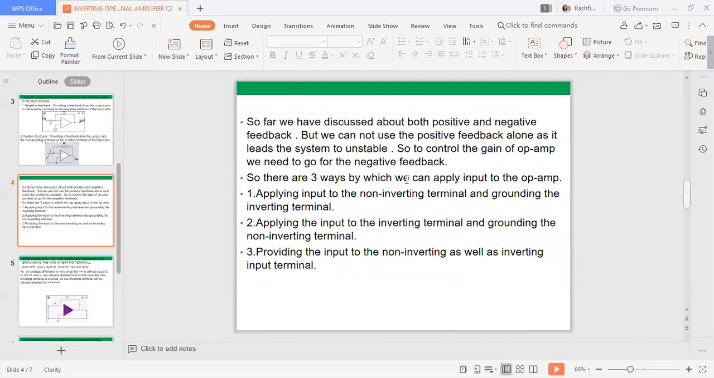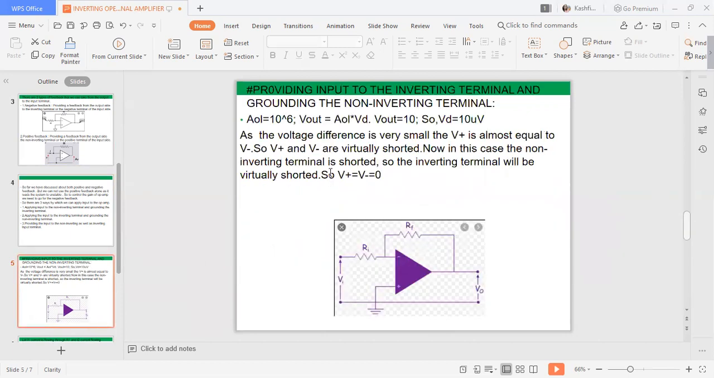There are three ways by which we can apply input to the op-amp. Applying input to the non-inverting terminal and grounding the inverting terminal. Applying the input to the inverting terminal and grounding the non-inverting terminal. And providing the input to the non-inverting as well as the inverting input terminal. Now, providing input to the inverting terminal and grounding the non-inverting terminal. Here we can see we are providing input to the inverting terminal and grounding the non-inverting terminal.